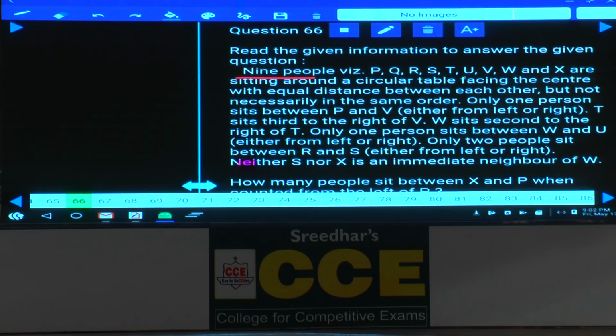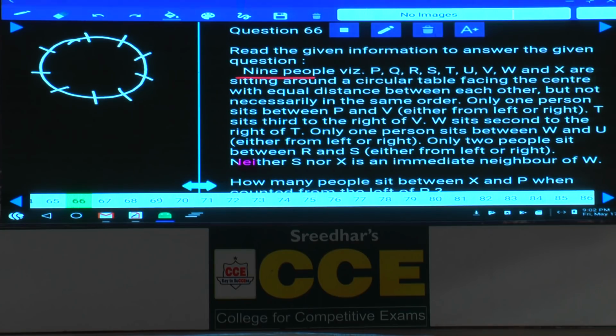Only in the even number of persons is opposite possible. And next, 9 persons are there. Now these 9 persons, 1, 2, 3, 4, 1, 2, like this. You can write the additional person either to the left hand side or right hand side. You will get the same answer.